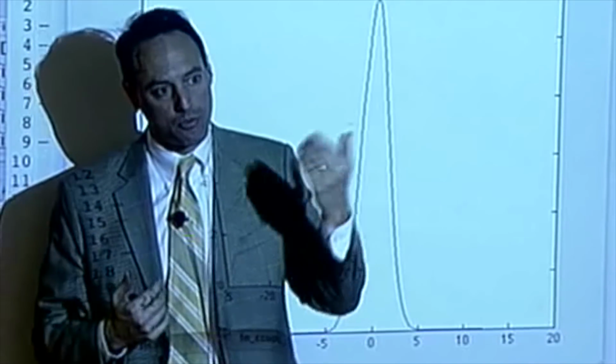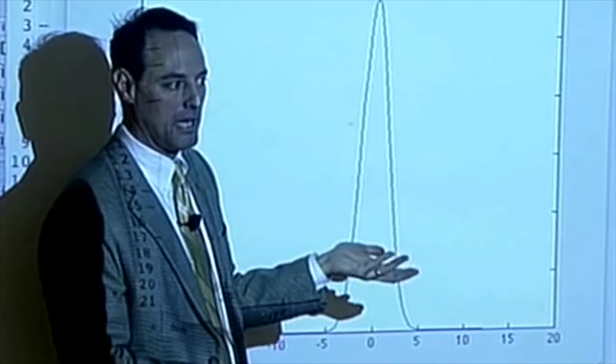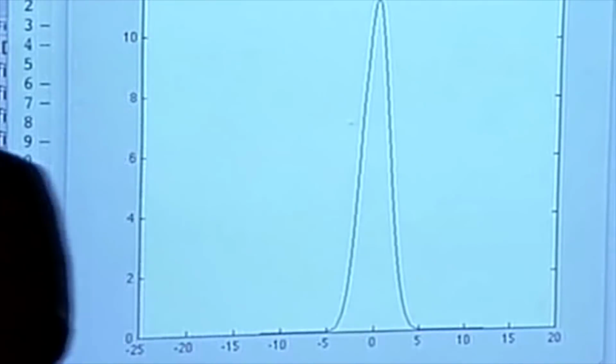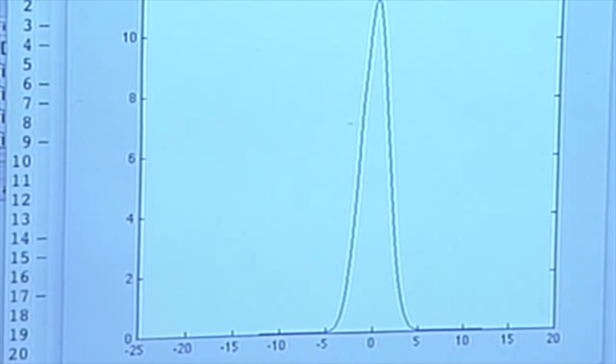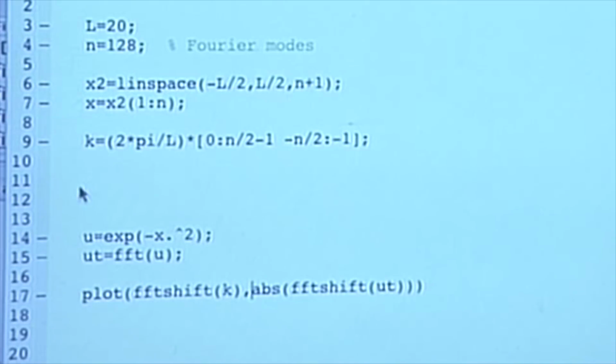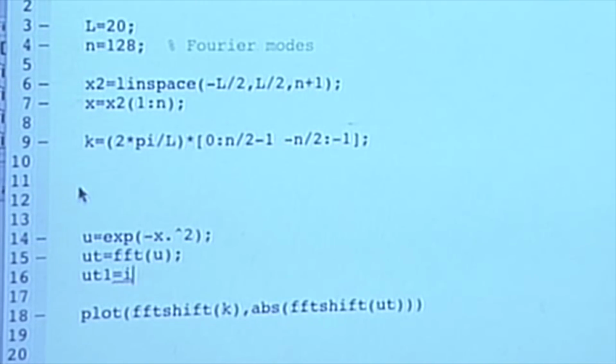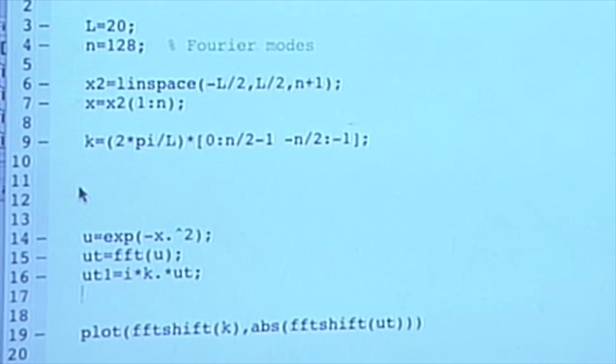If you want to compute a derivative of the function, all you've got to do is multiply by ik, and then inverse Fourier transform. Okay? You have to remember that your FFT is switched around. So if I want to calculate the derivative of ut, I just multiply by ik: ut1 equals i times k times ut. Remember, k and ut are vectors. Then the first derivative, let's call it u1, is just the inverse Fourier transform of ut1.